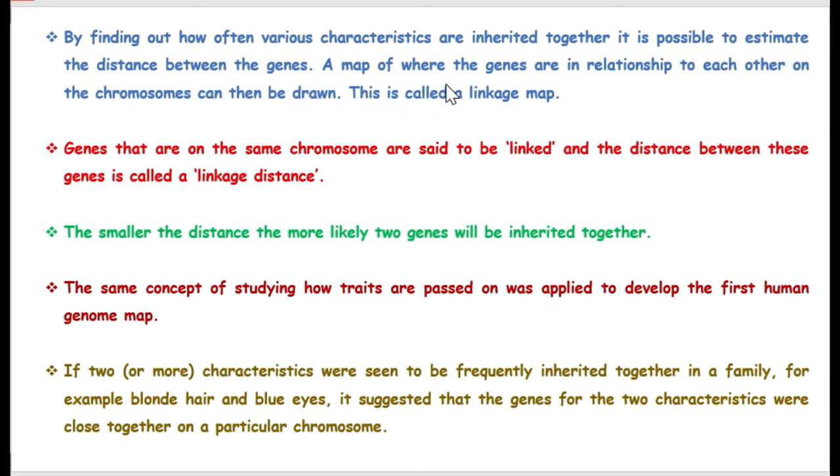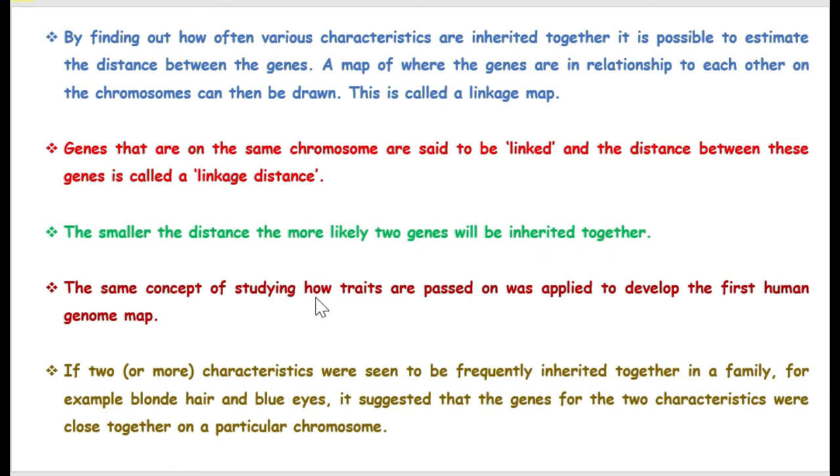A map of where the genes are in relationship to each other on the chromosome can then be drawn, and this was called a linkage map. So genes that are on the same chromosome were said to be linked, and the distance between these genes is said to be the linkage distance. The smaller the distance, the more likely it is that the two genes will be inherited together.